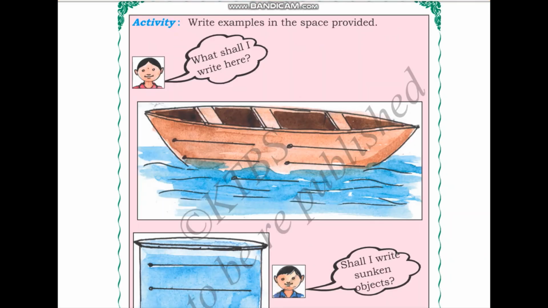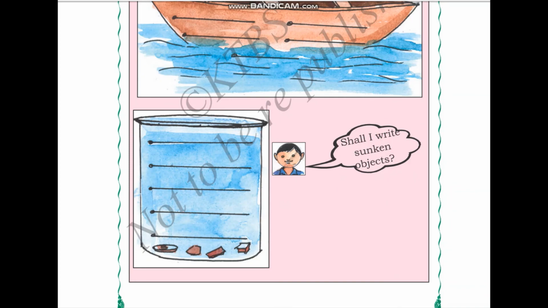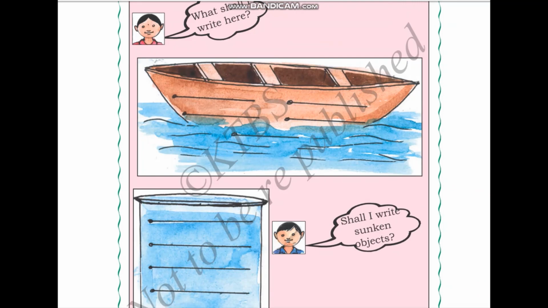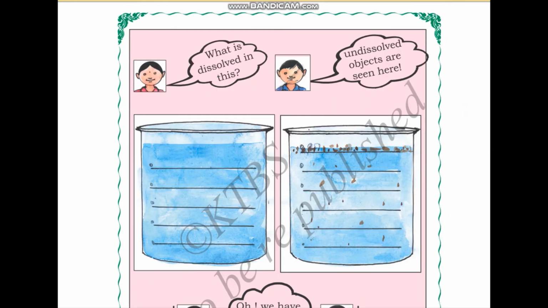The activity is, you have to give examples for floating and sinking objects, and they have given space here on the boat and on the beaker. You have to write them here. This is also an easy experiment. I will just give you one example for each. For a floating object, you can say raft, right? And for a sinking object, you can say stone. You can add the rest of the examples. I will go to the next activity.